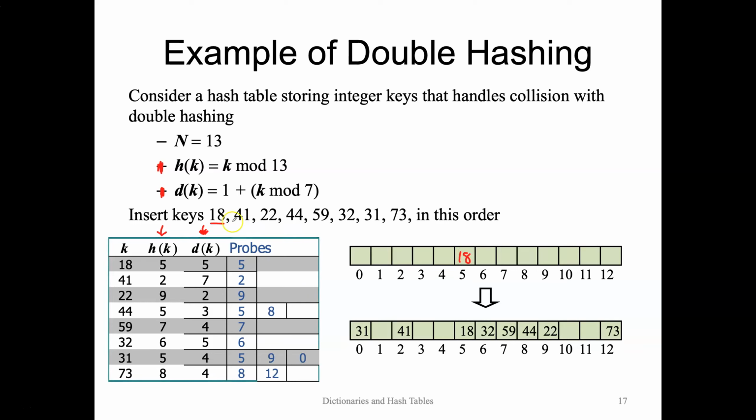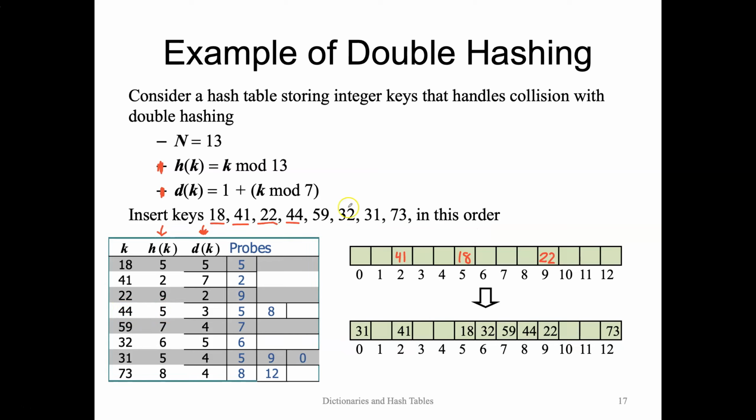Now for 41 mod 13, h of 41 is 2, which means we should place 41 at index 2. Okay, we have no problems so far. Now for 22, h of 22 is 9, which means we got to place this at index 9 if we can. No issues. Now for 44, we want to place 44 at index 5. This is its first hash function.